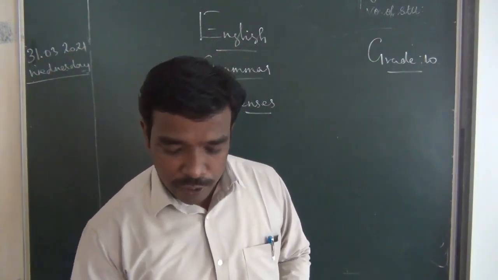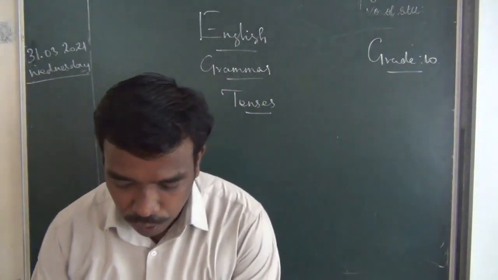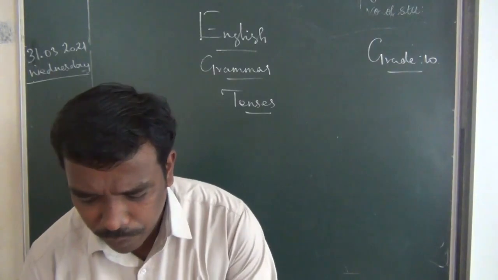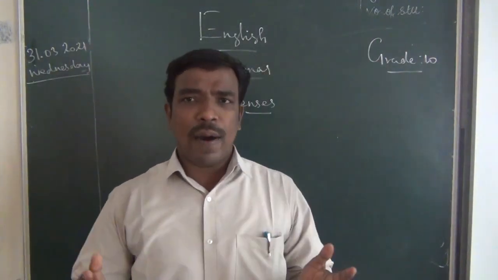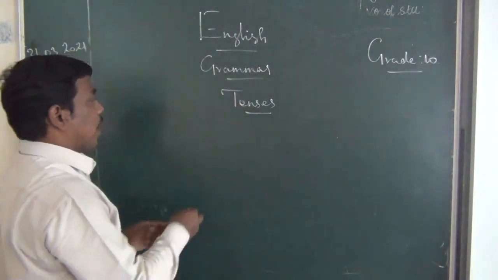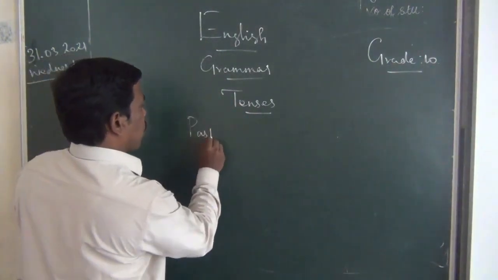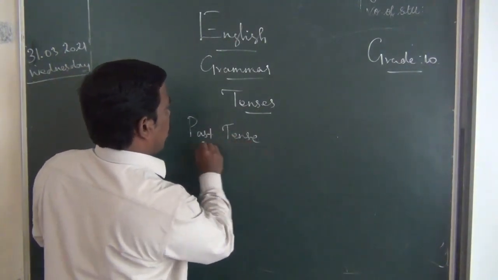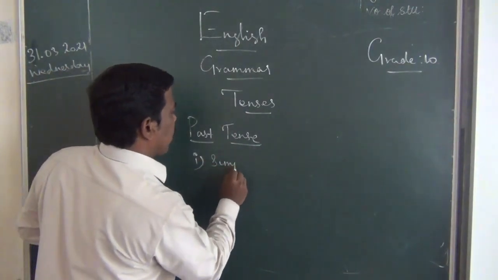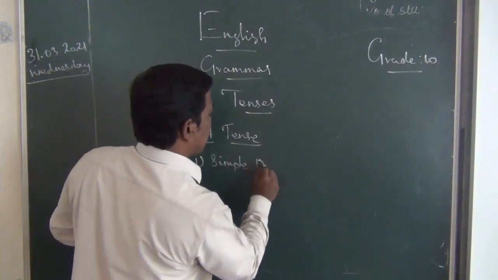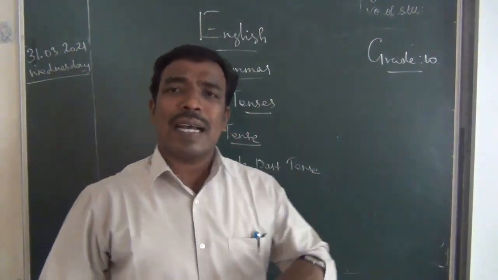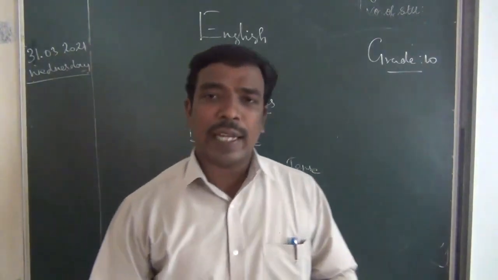So the next one is past tense. I already explained past tense. Past tense means the action was completed in the past. Some actions are completed in the past. So now I am going to past tense. The first one is simple past tense. What are the places where we can use the simple past tense? Simple past tense is used for completed actions.